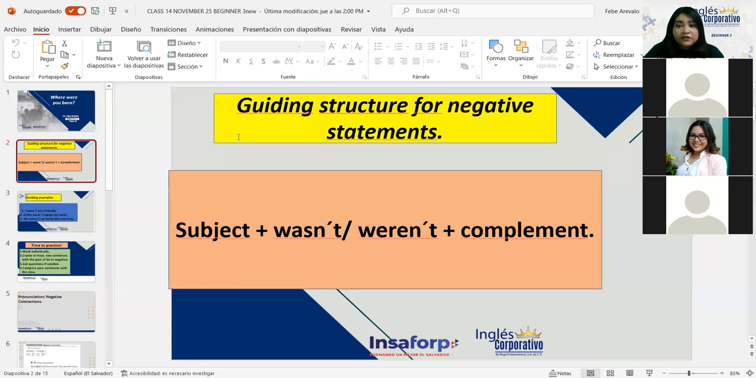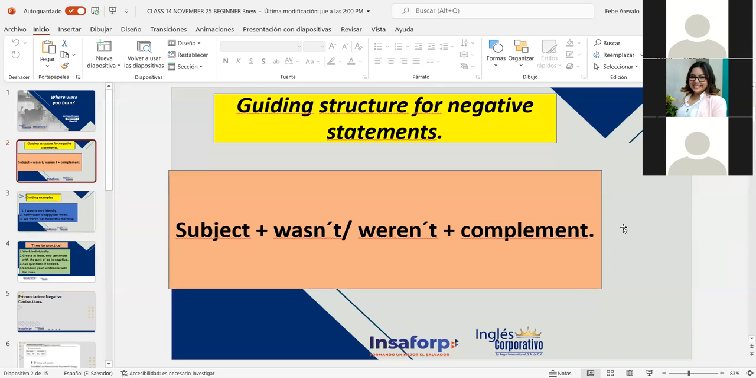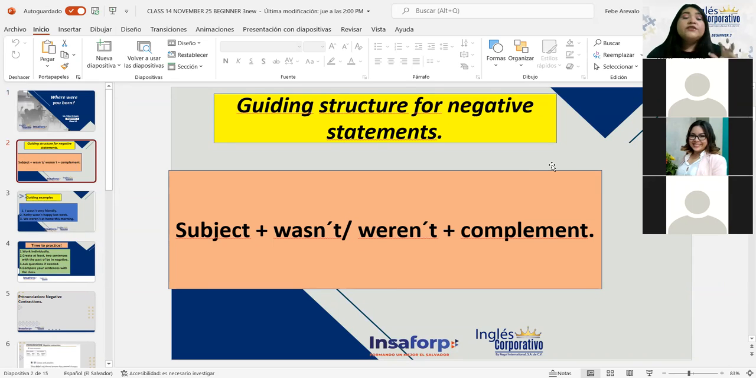We have the guiding structure for negative statements. Now, if you remember, yesterday we were working on negative statements, right? But many of you didn't finish the activities. So today we're going to continue working with this just as a matter of recalling previous learning or just as a warming up, right? What I need you is to recognize the correct use of each negative statement, right? So let's check. We have the structure, which is, let me see.